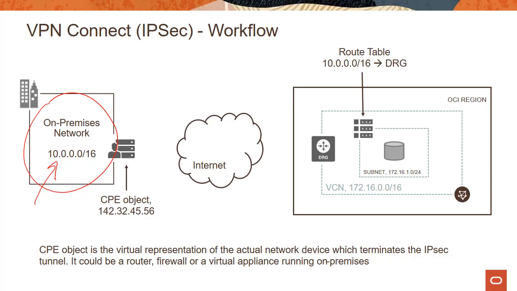The first important thing to notice in the on-prem environment is you have this thing called CPE object. CPE object is the virtual representation of the actual network device, which some people call CPE, customer premises equipment, which terminates the IPsec tunnel. It could be a router, it could be a firewall, or it could be a virtual appliance supporting IPsec running on premises, right?